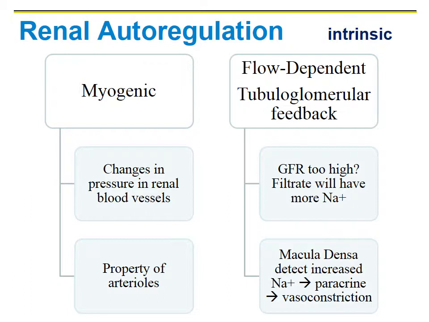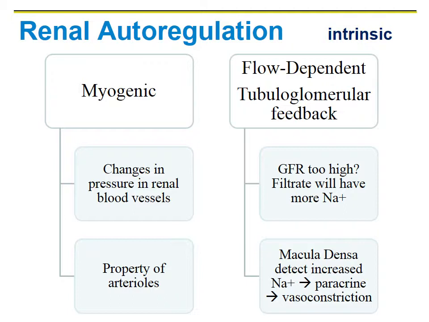Myogenic, a property of the afferent arteriole. This arteriole controls how much blood enters the glomerulus. If too much blood is in the glomerulus, such that the glomerular filtration rate is too high, well, what makes sense? Leave it high or get it back down again. How do we get the GFR back down? Well, we have to lower the net filtration pressure.